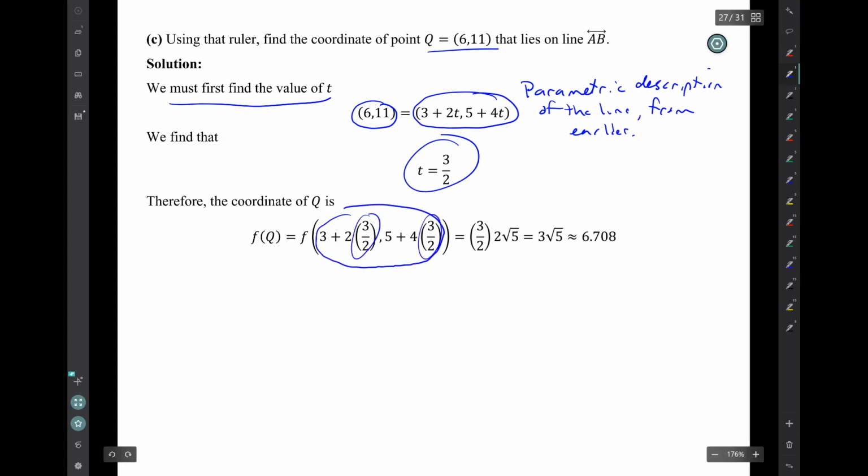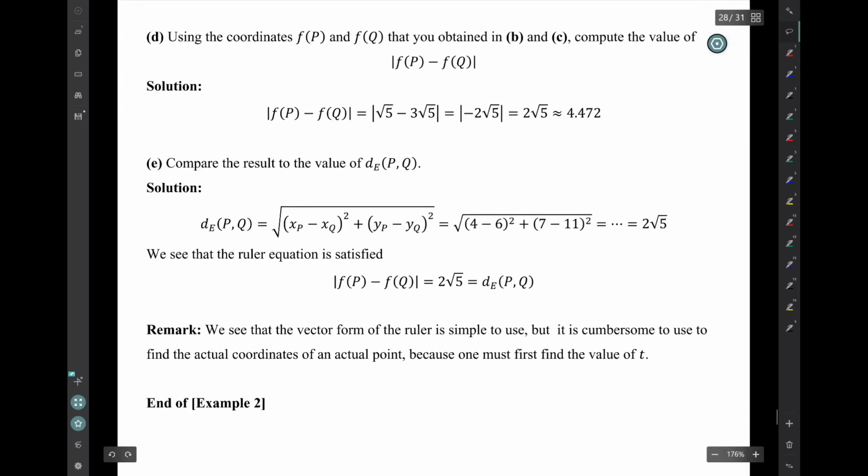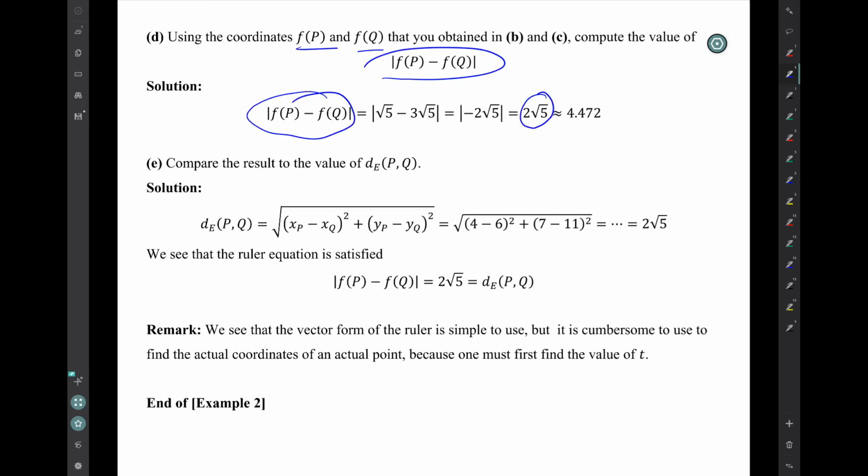The 3/2 shows up in that parametric description of Q. So the coordinate of Q is that number 3/2 times that number 2 square root of 5. So we get that result for the coordinate of Q. Now let's check this result. Let's use the coordinates f(P) and f(Q) to build this, see what we get. Well, when we build that using those results that we got, our answer is 2 square root of 5.